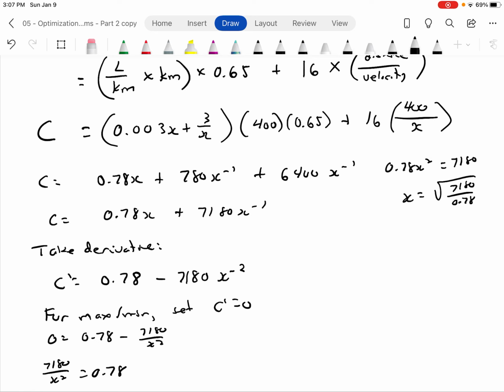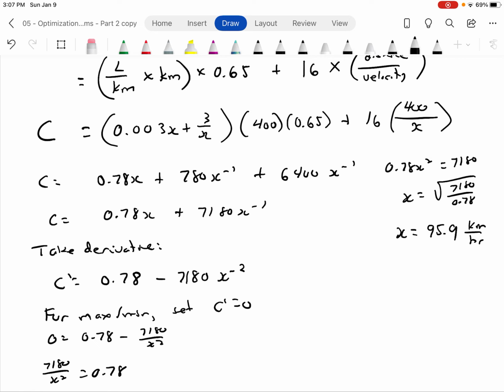I don't need plus or minus here because I'm talking about the velocity of a truck, so I don't really need to worry about the negative here. And I get x equals 95.9 kilometers per hour. That's the speed that they suggest.